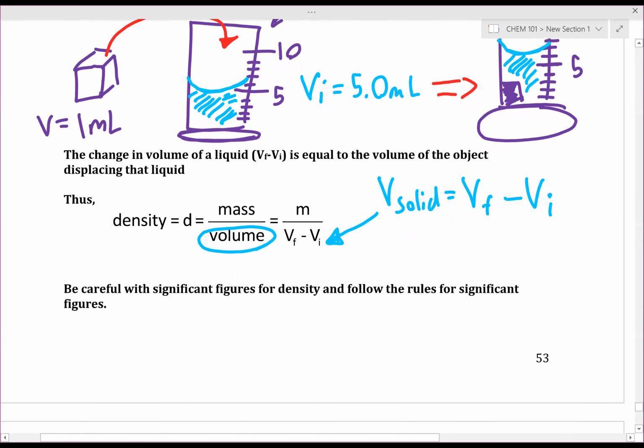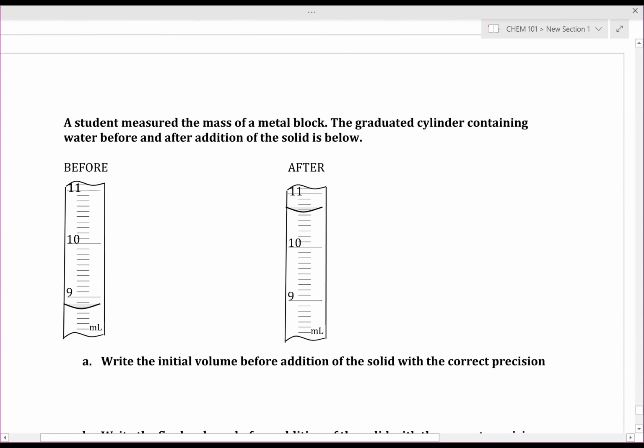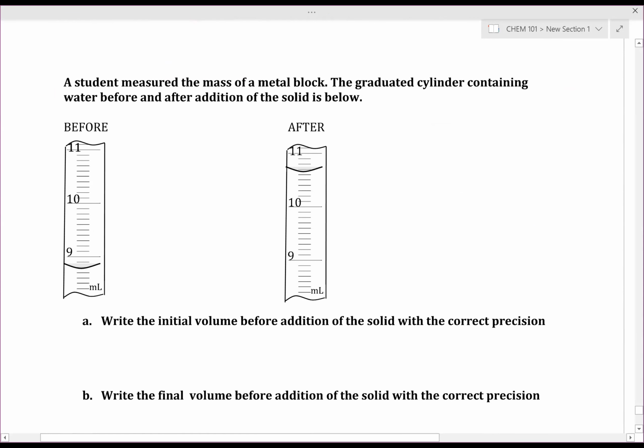Let's show a few calculations involving this method. And again, I can't stress enough, be careful with significant figures. Density is a division operation. This calculation for the water displacement method is what kind of operation? Subtraction. So make sure you're following the sig figs rules for each. Let's keep going.